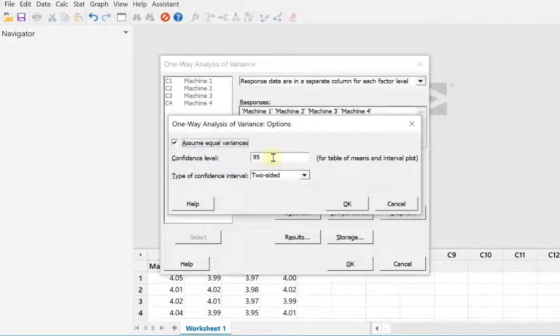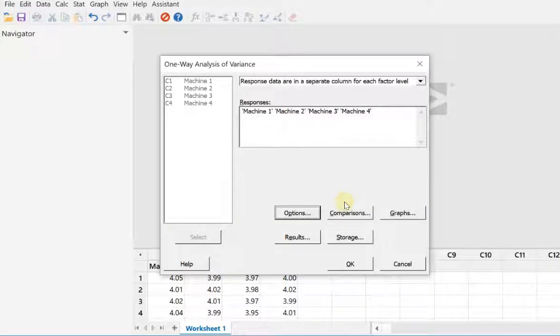Confidence level. Because we want to do alpha 0.05, remember, probability of type 1 error 0.05, we're going to keep confidence level 95. It says this is for table of means and interval plots, so we're going to keep that at 95. Type of confidence intervals, make sure that's two-sided, not upper or lower. Those are one-sided. Keep them at two-sided. If you need help with that, you click on help. I'm not going to. Hit OK.